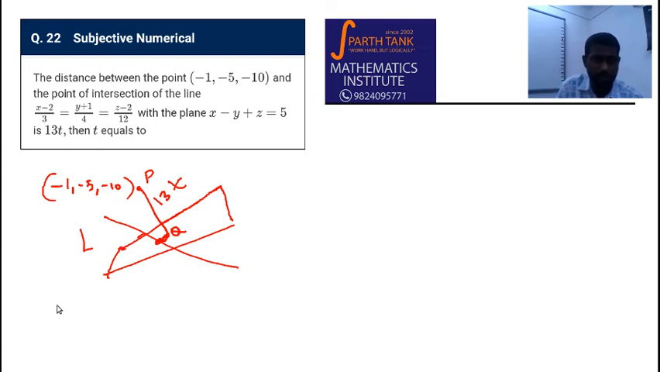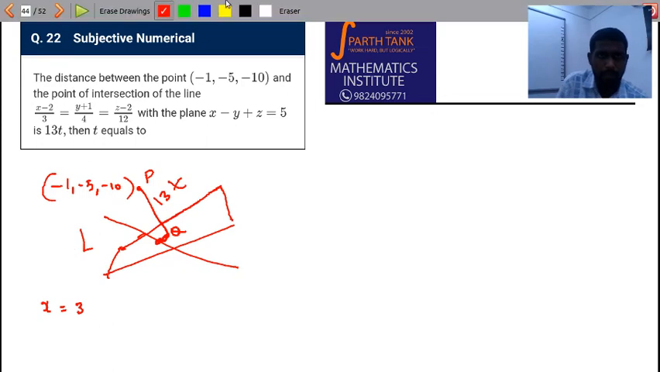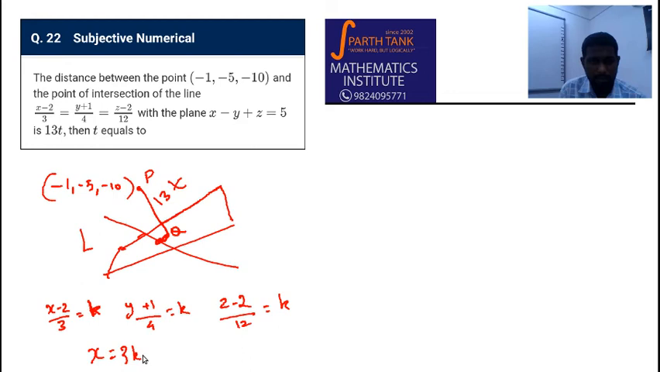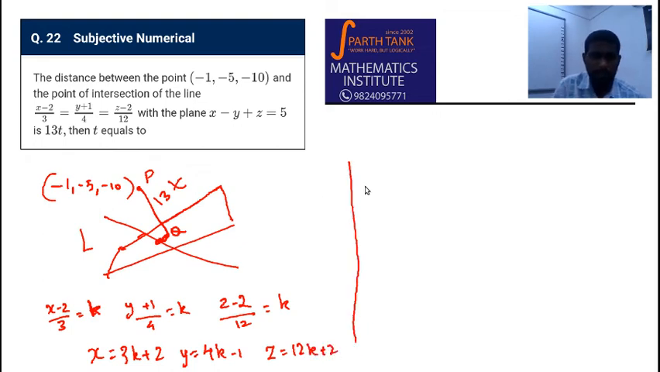How to find the point of intersection? Any point on the line should be of the form x is equal to 3. To make it a bit clearer, I'll write it explicitly. The idea is to take x minus 2 by 3 is equal to t, or since t is already used, let us say some k. y plus 1 by 4 is the same k, and z minus 2 by 12 is k. So x is 3k plus 2, y is 4k minus 1, and z is 12k plus 2. Clear? So since x, y and z are known, substitute them here.